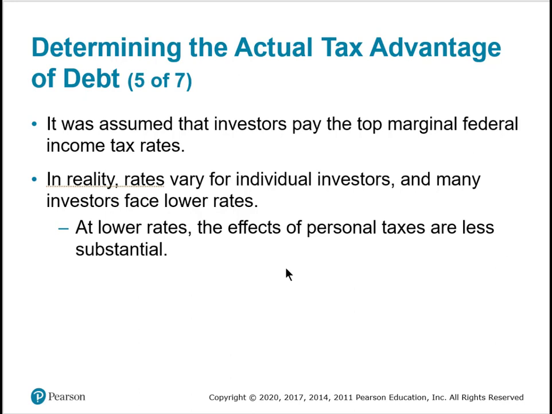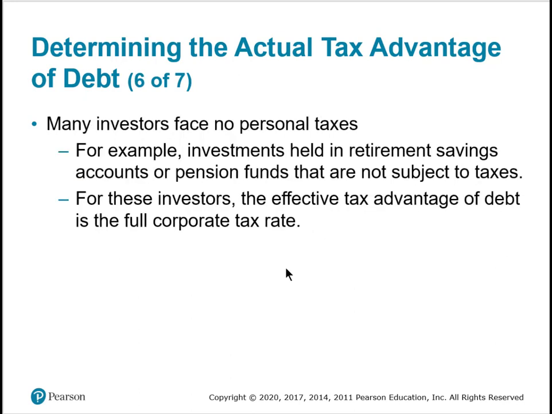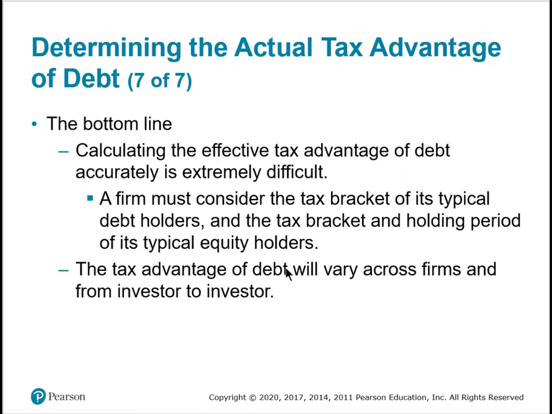Again, we assume top marginal federal income taxes. In reality, most people have much lower tax rates than that marginal amount. Some investors pay zero taxes, right? So if your investments are all in retirement savings, they're not subject to taxes. So for those investors, this effective tax advantage is the full corporate tax rate.